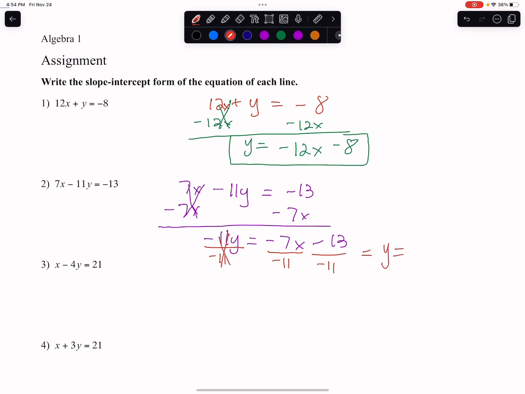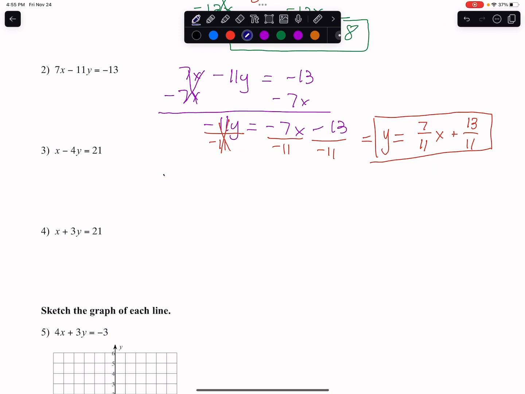So we got y equals -7 over -11. Can that reduce? No. But negative divided by negative is a positive. And then -13 divided by -11 is still going to be positive, 13 over 11. This is the same equation written in y equals mx plus b. Sometimes it'll work out nice and smooth like the first one. Other times it won't. All right, let's do another one.